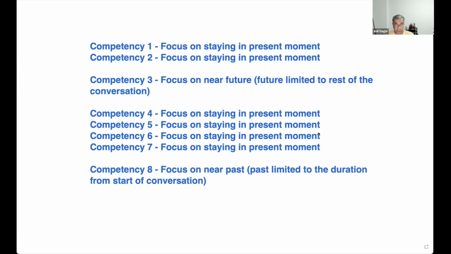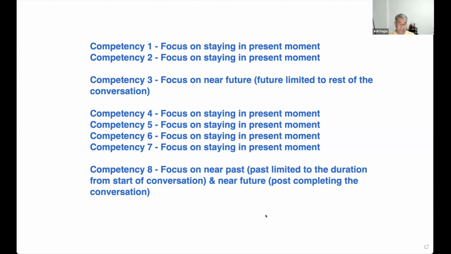Then switch back to focus, being in the present moment. When that moment of awareness has happened, discovery has happened, it is time for competency 8. Competency 8 is focusing on the near past limited to the duration from the start of the conversation, and near future. What are the actions that you will take after this conversation is over? So that's the future, right? And what help will you need? How will you hold yourself accountable? So all those things are about the future.